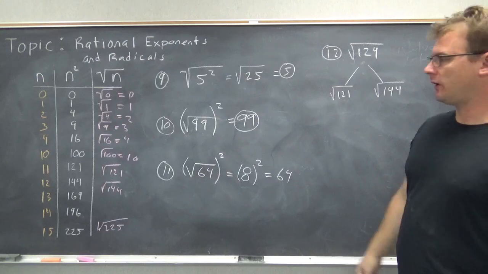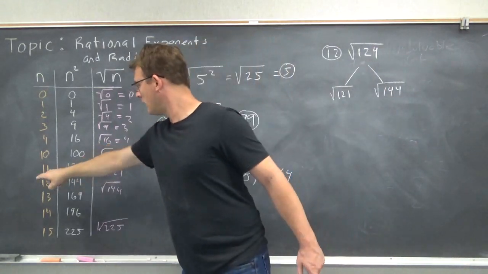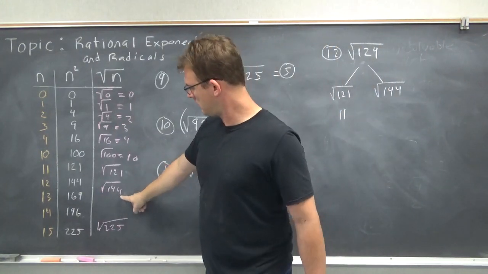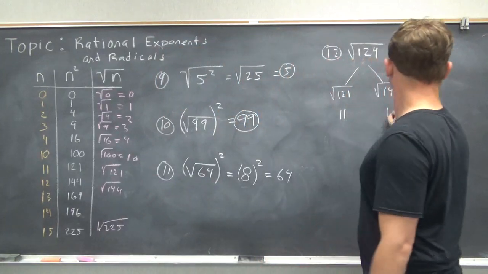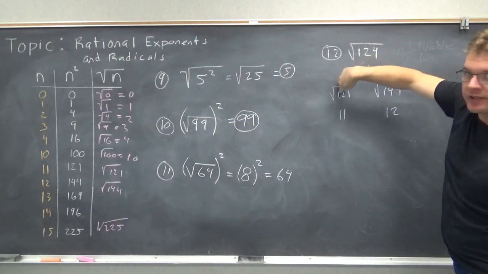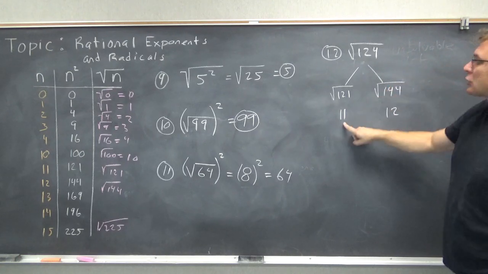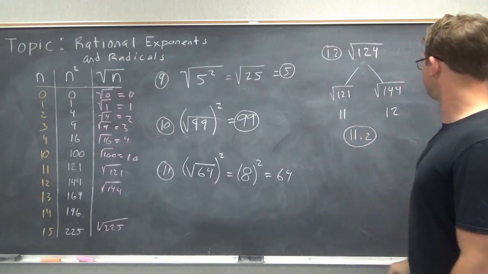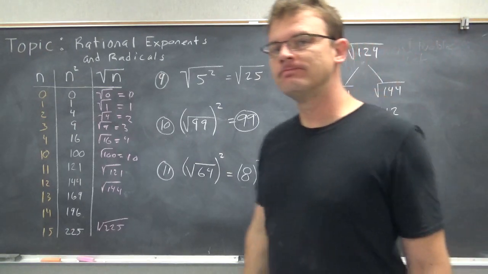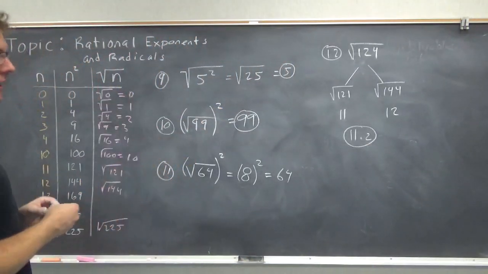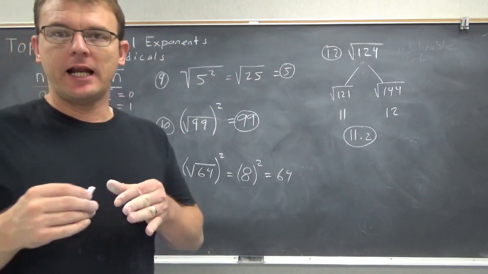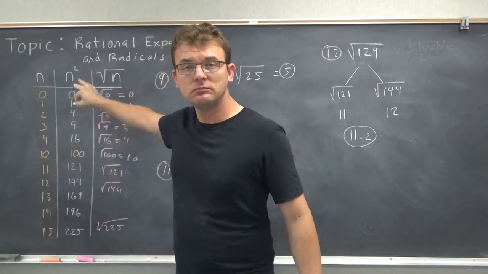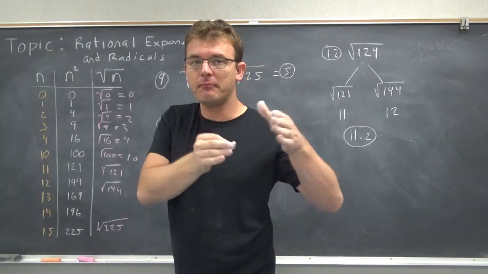So what's the square root of 121? 11. What's the square root of 144? 12. Is this number closer to this one, or closer to this one? It's closer here. So this is going to be 11 point, maybe 2. On a calculator, you can check that out. But there's your answer. This list is very critical as you go on in math.